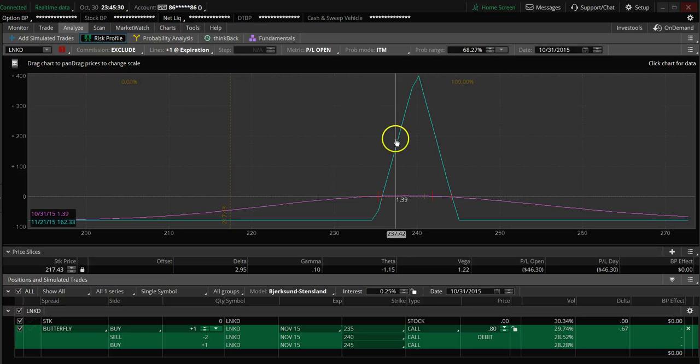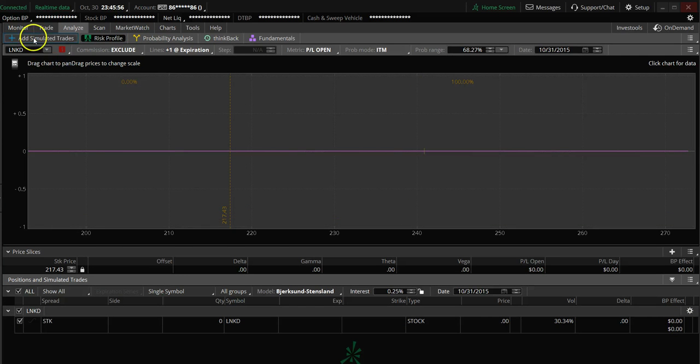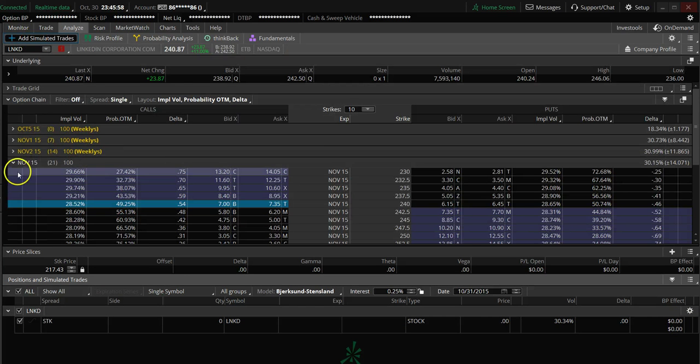But if it's a neutral strategy and you don't think the stock is going to move very much, it's very viable that it could finish somewhere in between here. So the idea behind a butterfly is to pick a range, or an idea of where you think the stock is going to be, and build a butterfly around it. Let me show you how I would do something like that.